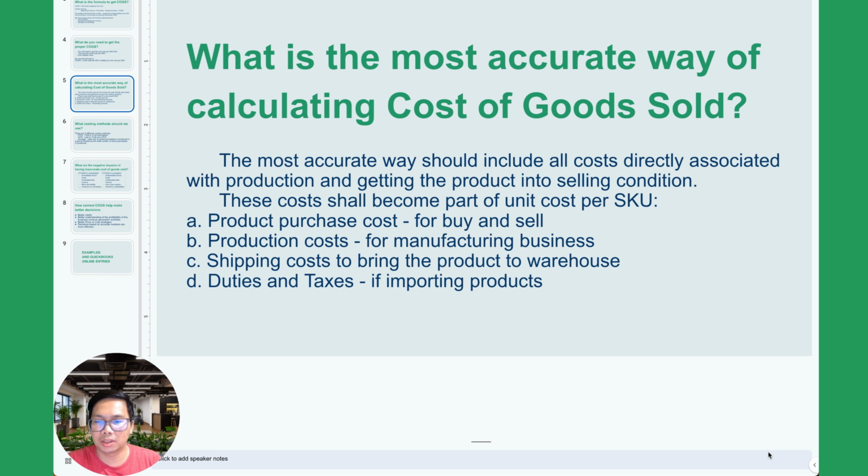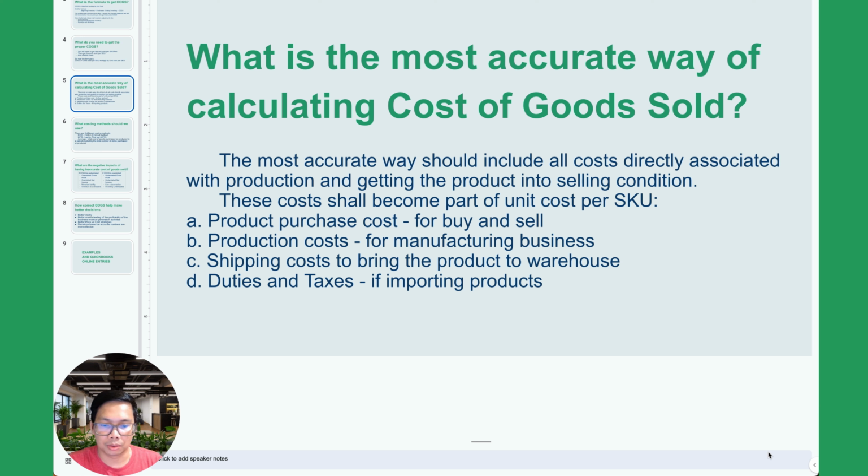Okay, so what is the most accurate way of calculating cost of goods sold? The most accurate way should include all costs directly associated with production and getting the product into selling condition. These costs shall become part of the unit cost per SKU. And the list is here. Number 1, product purchase cost. If your business is buy and sell, then you purchase products from your suppliers. That is the purchase cost.